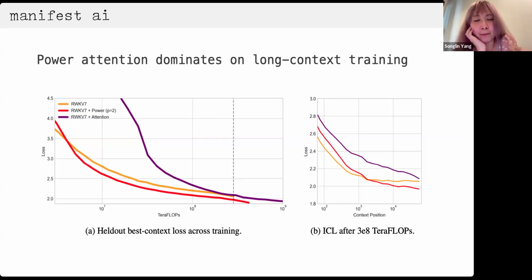And potentially you can have some explanation in the caption or in the main paper to say, we use most of the components from Raku 7, except that we change the token mixer layer to power attention or attention.